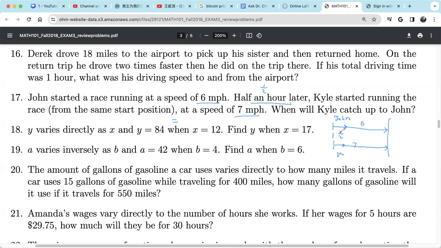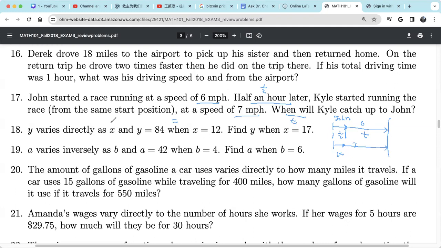So this is half hour, and we have no idea how long afterwards. Let's call this T, T hours. So after the half hour, T hours, Kyle will catch up to John.